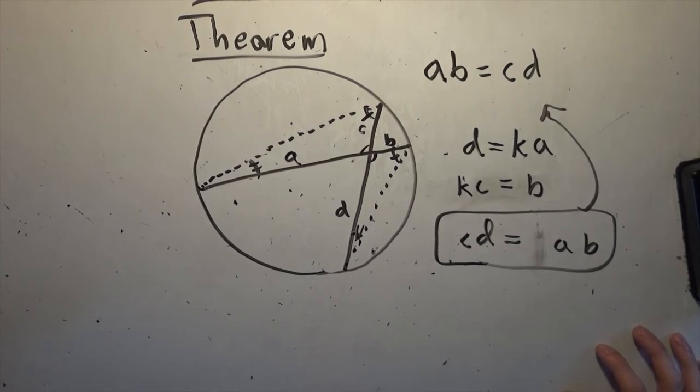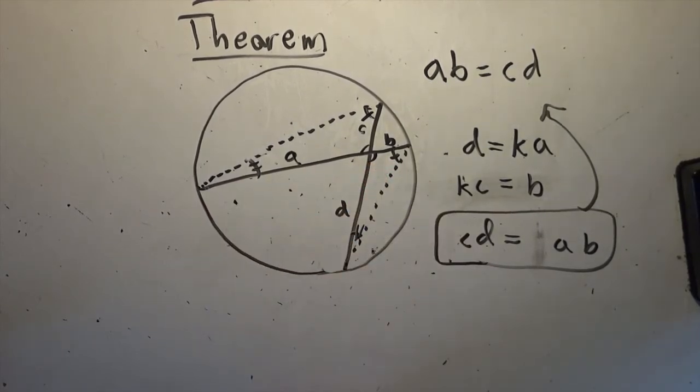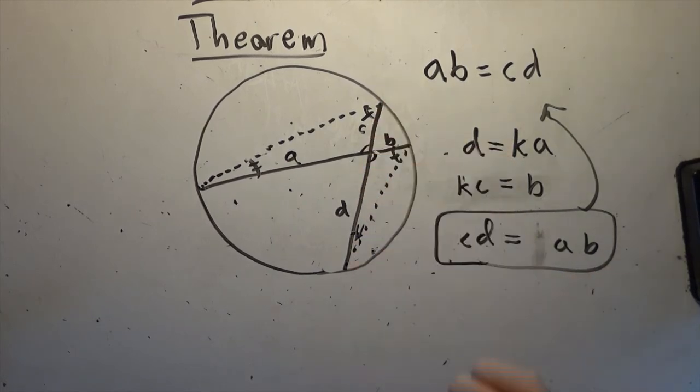Intersecting chords have this amazing property that the lengths on either side of the intersection in one chord, when multiplied together, give you the same number as when you take the lengths on opposite sides of the other chord and multiply them together. A beautiful fact.